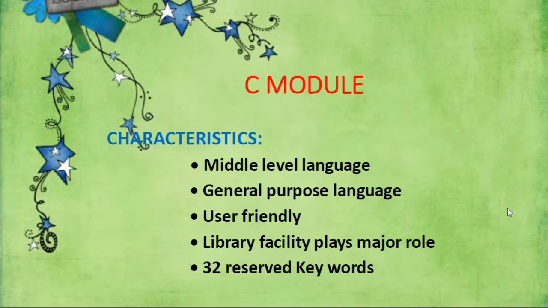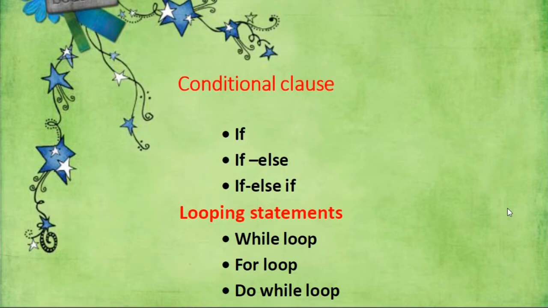Now we are going to see some basic concepts of C. These are some characteristics of C: middle level language, general purpose language, user friendly, library functions play a major role, 32 reserved keywords. Conditional statements: if, else if. Looping statements: while loop, for loop, do while loop.